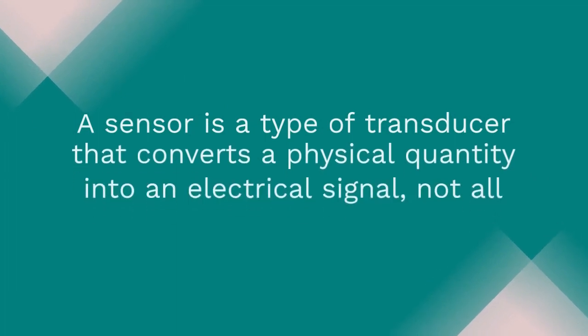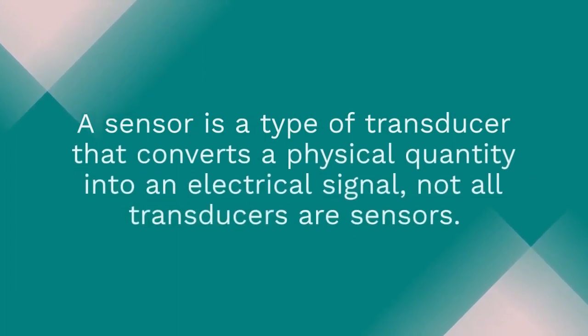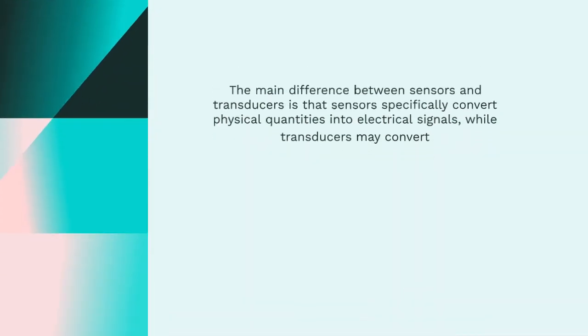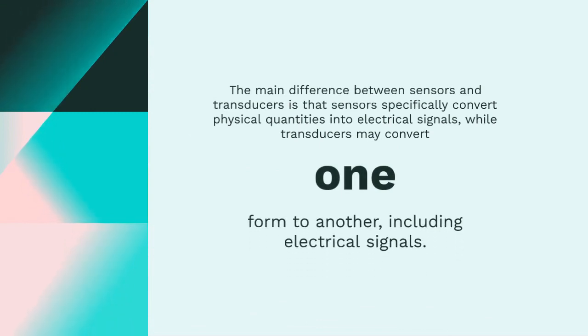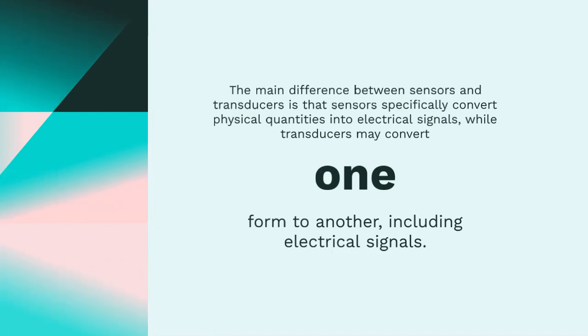So, while a sensor is a type of transducer that converts a physical quantity into an electrical signal, not all transducers are sensors. For example, a speaker is a transducer that converts an electrical signal into mechanical vibrations that produce sound, but it is not a sensor. In summary, the main difference between sensors and transducers is that sensors specifically convert physical quantities into electrical signals, while transducers may convert energy from one form to another, including electrical signals.